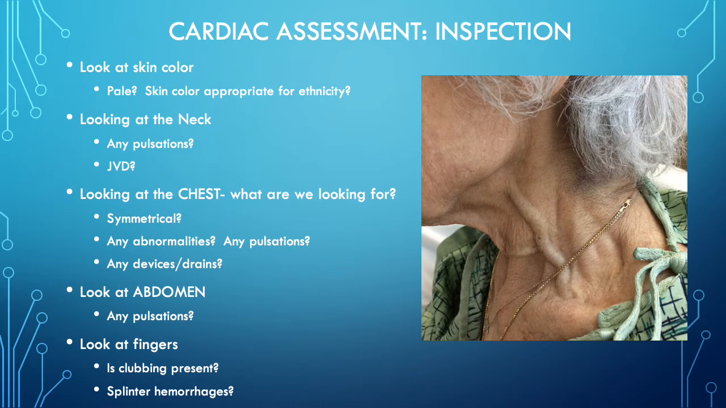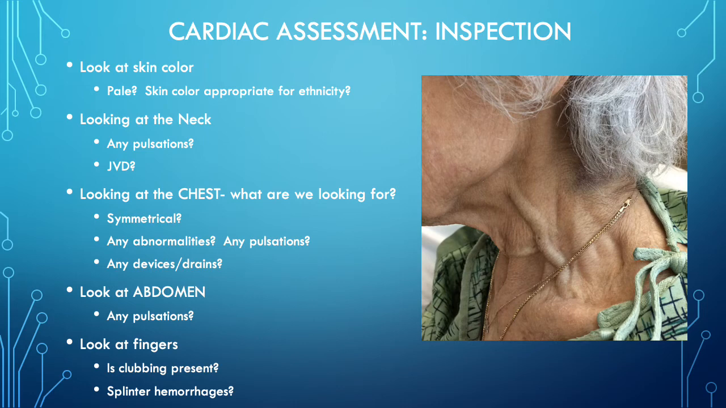But it's definitely something that can happen in some of the disease processes we talked about. We also want to look at the chest, and what we're looking for there is: is it symmetrical? Are there any abnormalities, any pulsations that we might notice? Or are there any devices or drains? We're going to be talking about pericardiocentesis and things like that, and chest tubes. So there might be some drains present.